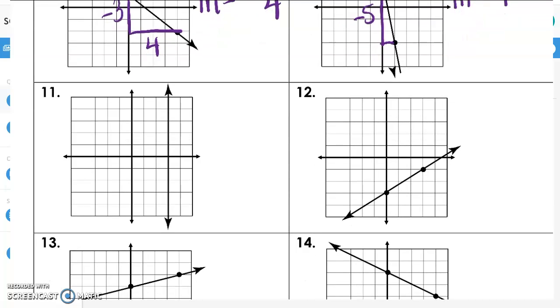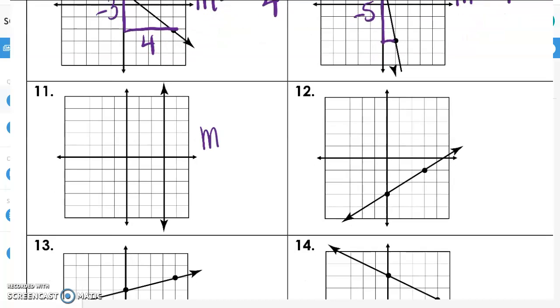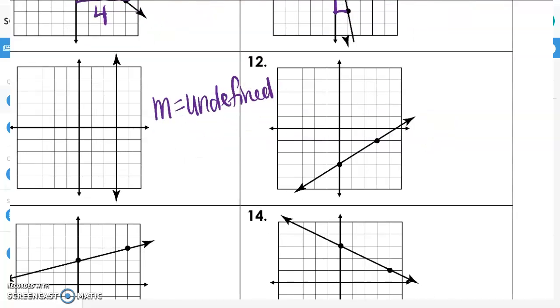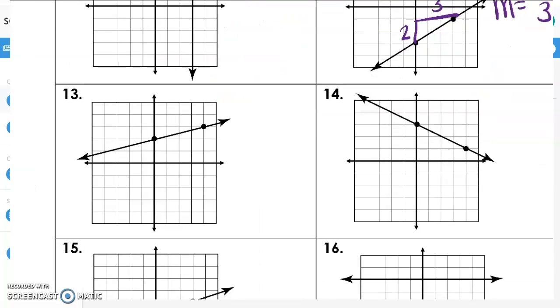Number 11, there are no dots. Hopefully you can just remember that if it's straight up and down, that means undefined for your slope. Number 12, we go up 2 and right 3. So 2 over 3. 13, we go up 1 and right 4. So 1/4.